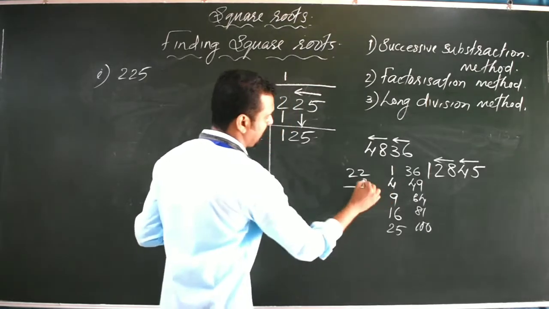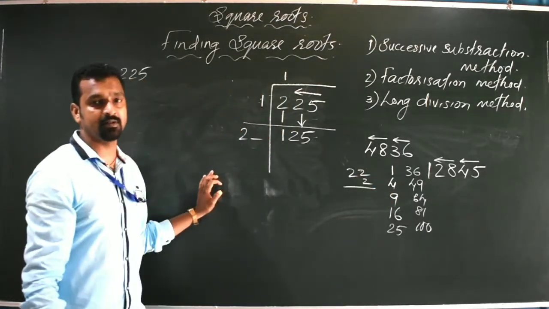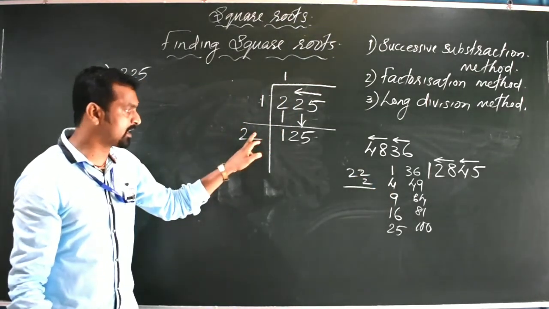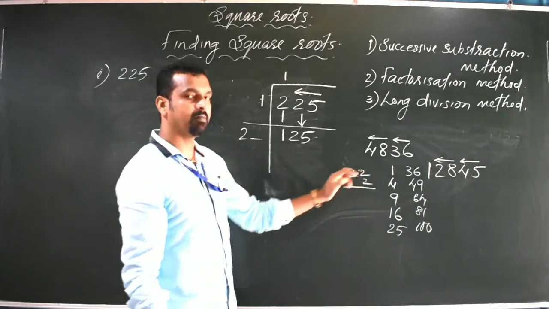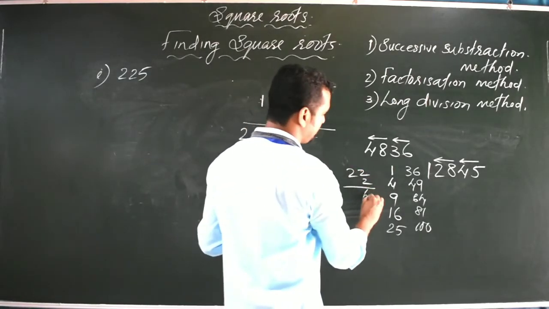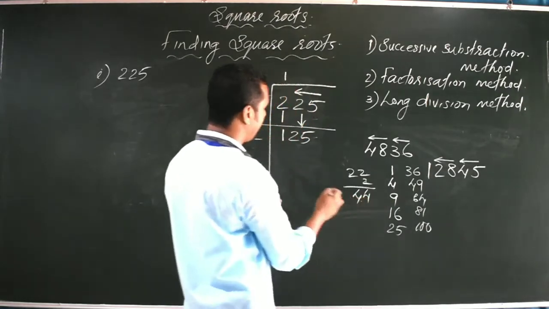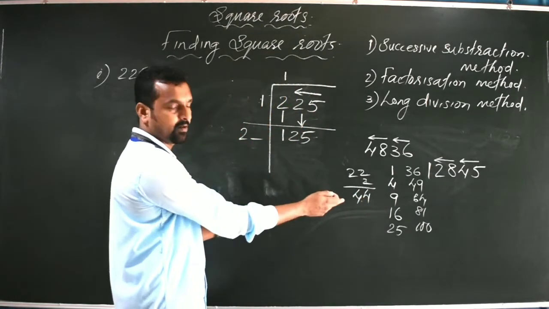22 into 2, same number only we can multiply. 22 into 3 we cannot multiply. Here, which number you are writing, that same number you have to multiply. Multiply and see. 22 into 2, 2 2s are 4, 2 2s are 4. 125 is here, 44 is less only.